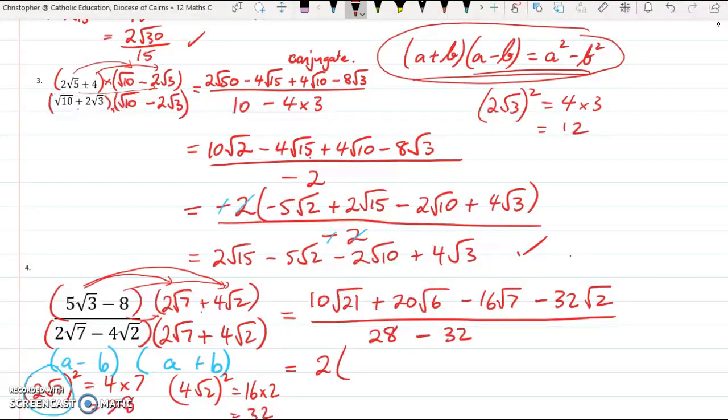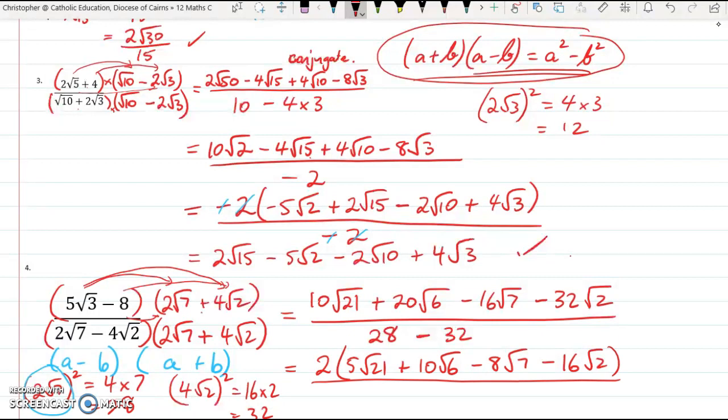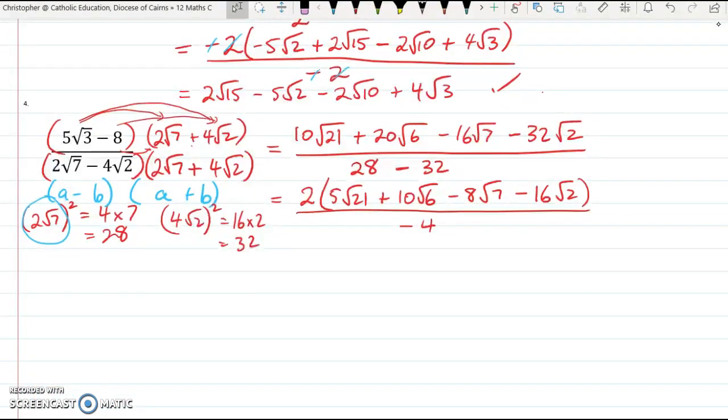Bracket. Well, 2 times 5 root 21 gives 10 root 21. Plus 2 times 10 root 6. Then we're going to have minus 8 root 7. And minus again, this will be 16 root 2. All over. And on the bottom, we're going to have negative 4. Now let's just finish that off. Okay, so we can take out 2 as a common factor there.